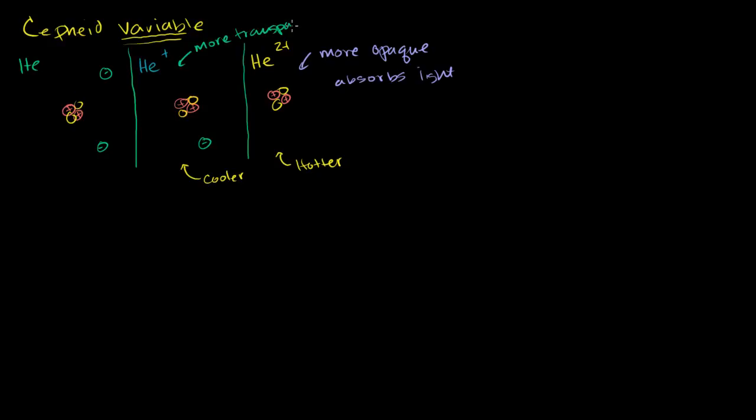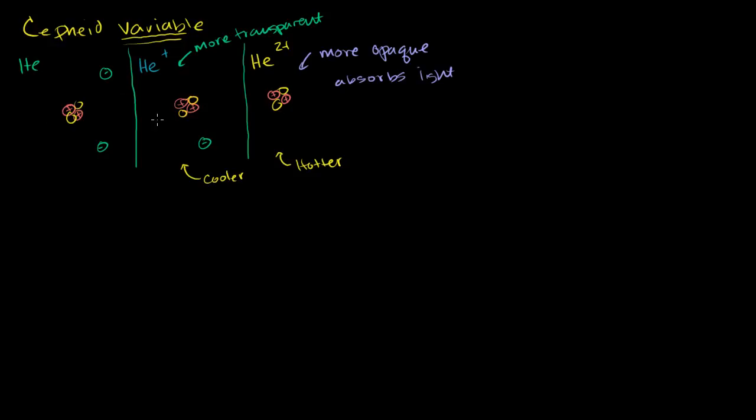It allows the light to pass through it. So it doesn't get heated as much by photons that are going near it or through it. It allows them to go through it. Here, the photons are going to actually heat up the ion. So let's think about how this might cause a Cepheid variable to pulsate.